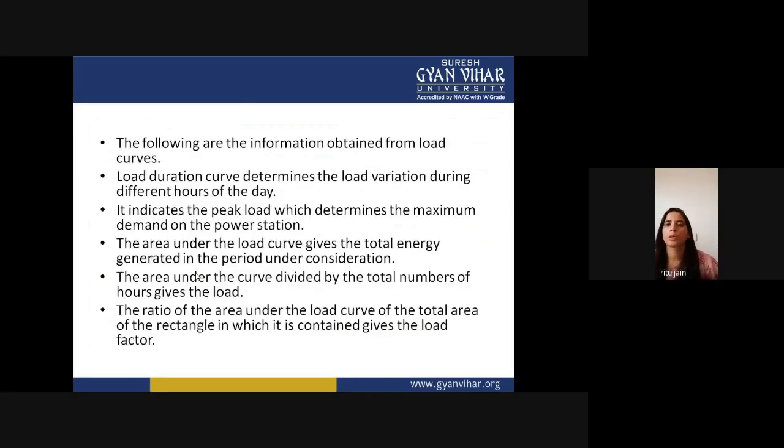Now we come to the next point. The following is the information obtained from load curves. The load curve determines the load variation during different hours of the day. It indicates the peak load, which determines the maximum demand on the power station. The area under the load curve gives the total energy generated in the period under consideration. The area under the curve divided by the total number of hours gives the average load. The ratio of the area under the load curve to the total area of the rectangle in which it is contained gives the load factor.